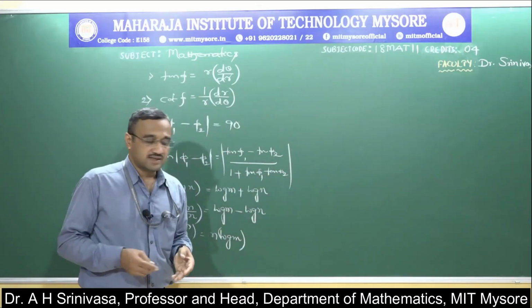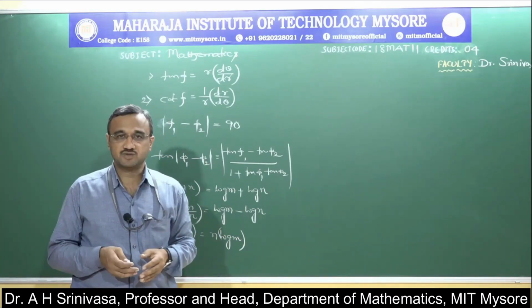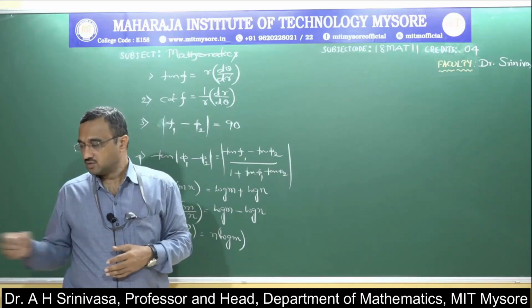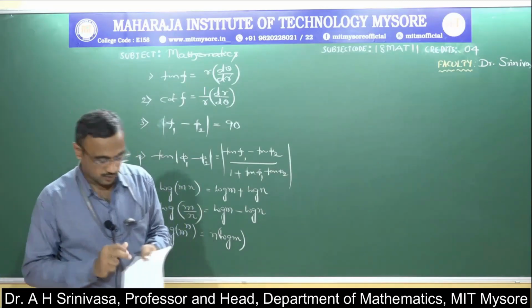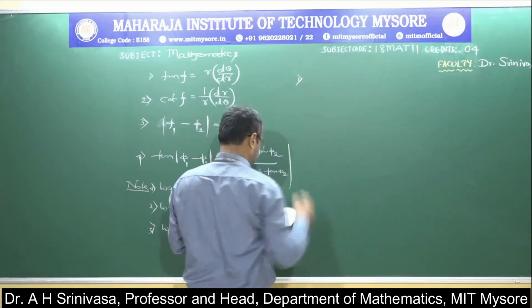They asked like that in the examination: show that two curves intersect orthogonally or perpendicularly. So I will take some of the problems. I'm going to solve here now.